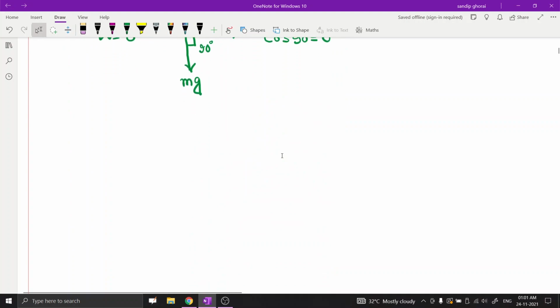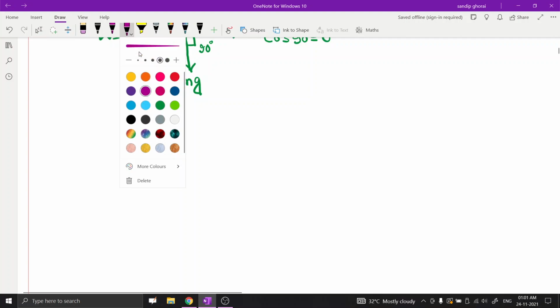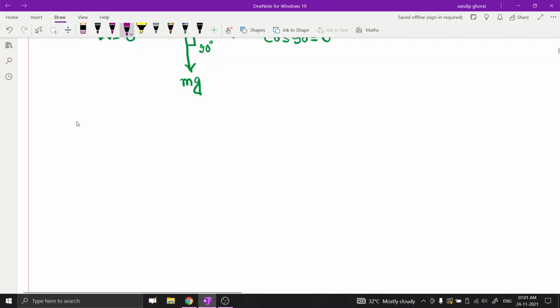Now we move to our next point, that is the unit system. W is equal to Fs cos theta, but cos theta has no unit, so simply in the SI system the unit is joule.